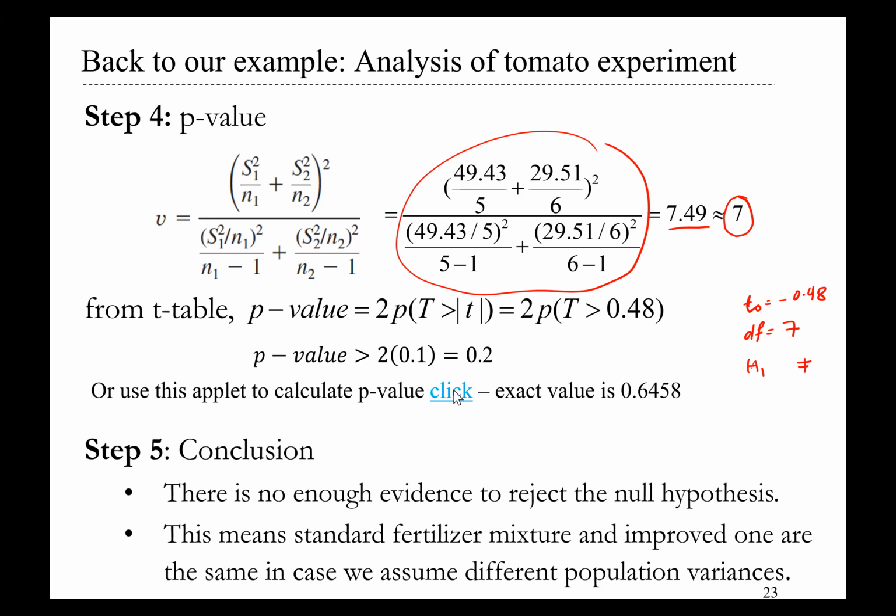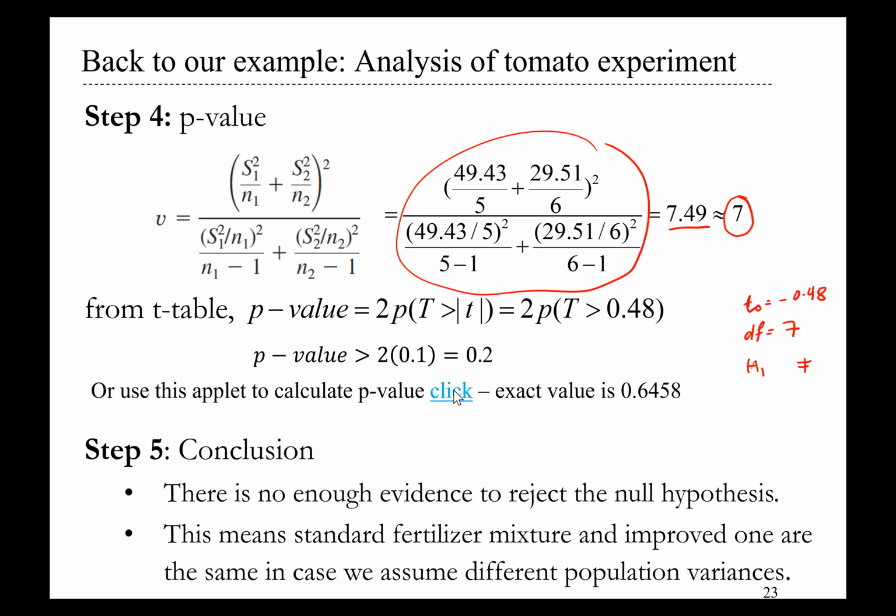The nu is the degree of freedom. Degree of freedom is 7. X is the T0. T0 is negative 0.48. And then the alternative is doesn't equal. I selected the third one. This is our p-value. It's still big, 0.64586.